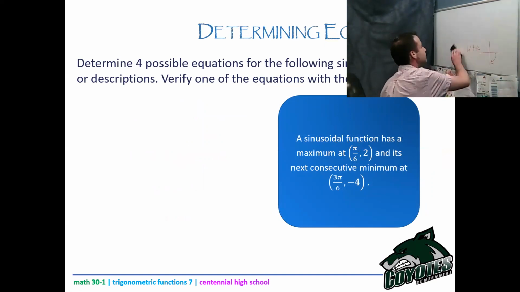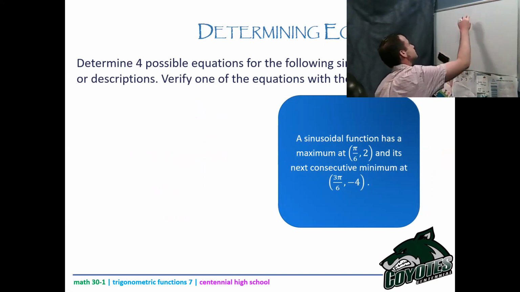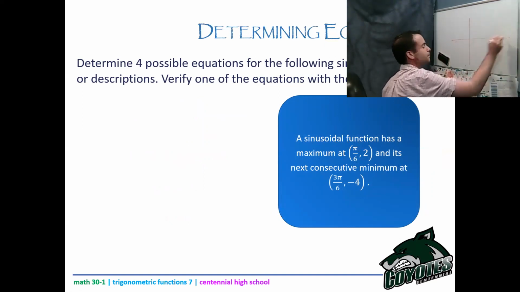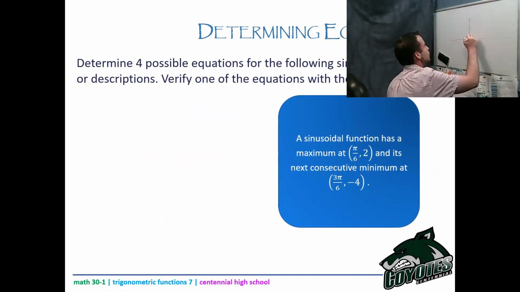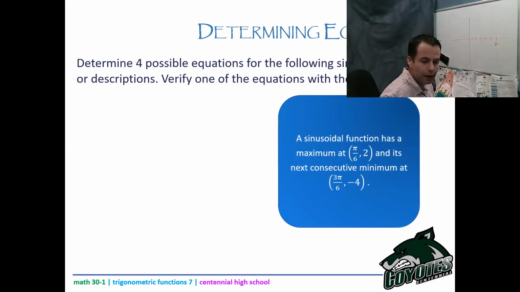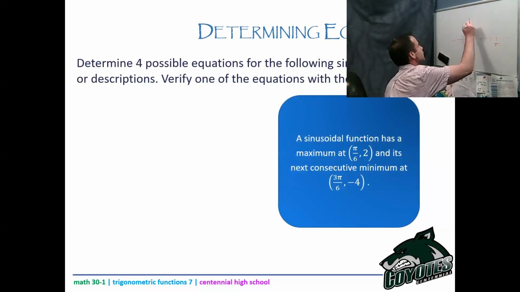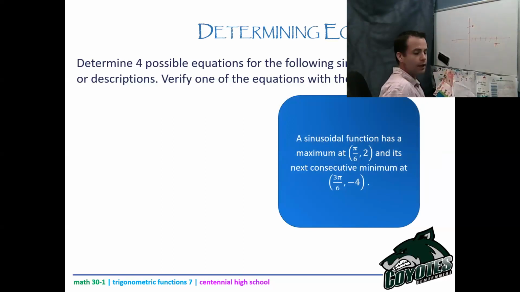So I have a maximum at (pi over 6, 2). So I'm just going to go 1, 2, 3, 4, 5, 6, and call that pi. So pi over 6, 2. I'm right there. And then the minimum is at (3 pi over 6, -4). So 1, 2, 3 pi over 6, -4.